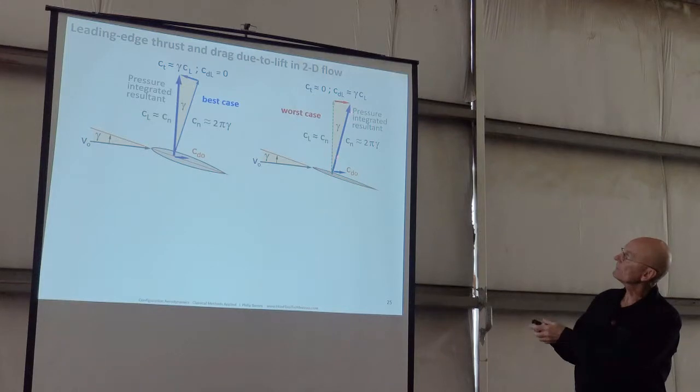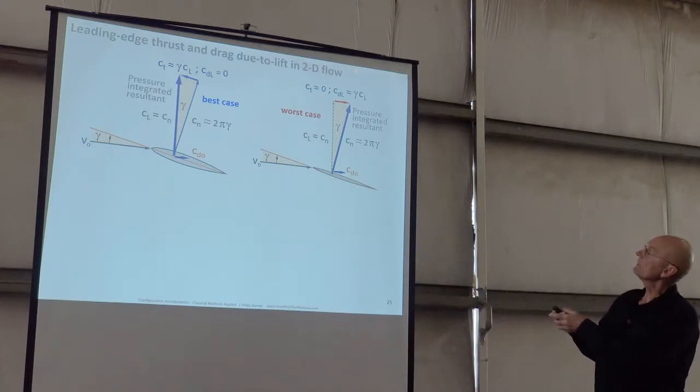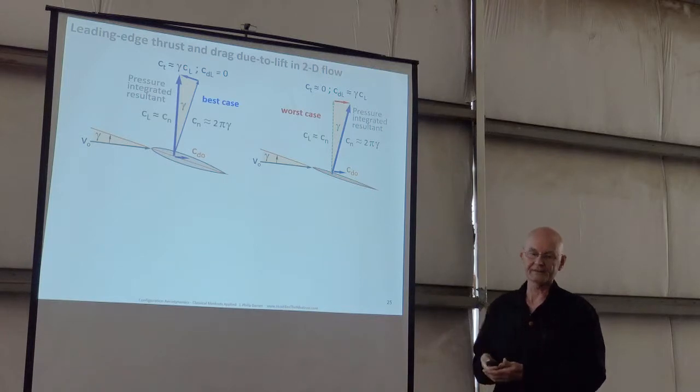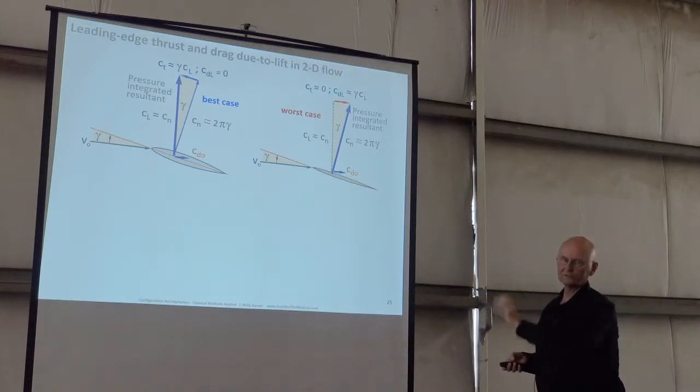And being tilted aft means that we are having a drag which, with a small angle approximation of trigonometry, is going to be gamma CL, because the CL, the lift coefficient, is very, very close to the normal force coefficient for small angles. And so this drag, this red vector here, becomes gamma CL. And that's what you're going to get for a very thin airfoil. So what we have here is the best case on the left, worst case on the right.